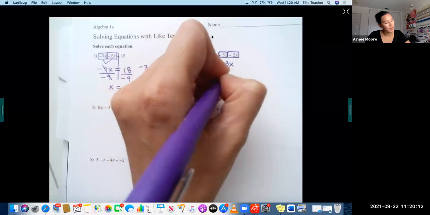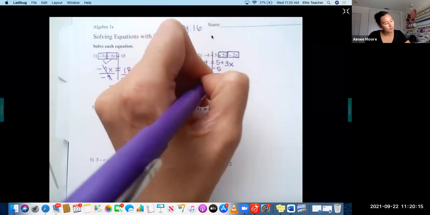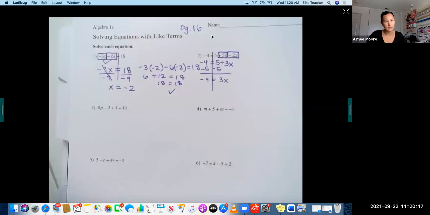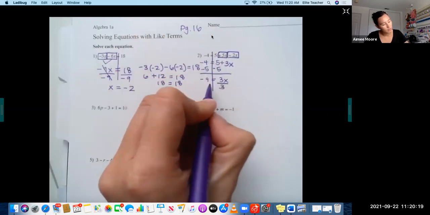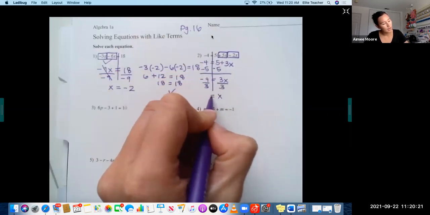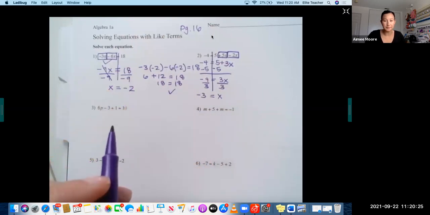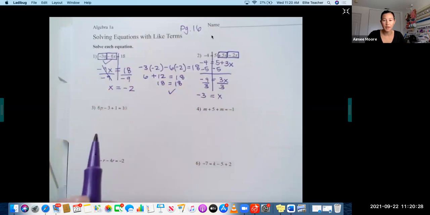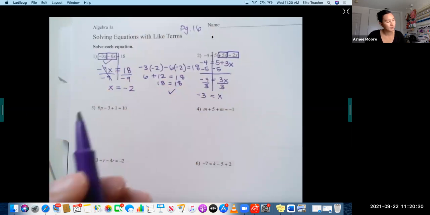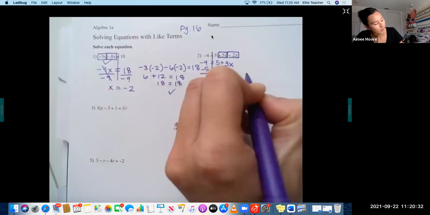Subtract 5 from both sides. Negative 9 equals 3x. Divide both sides by 3. And x equals negative 3. Excellent. Very good, Clifton and Day. And we can check our work.